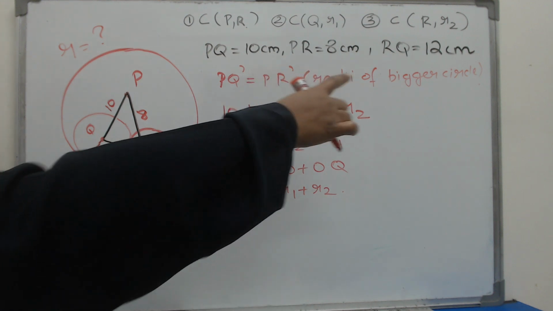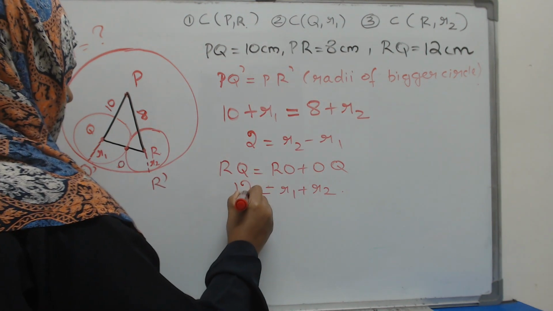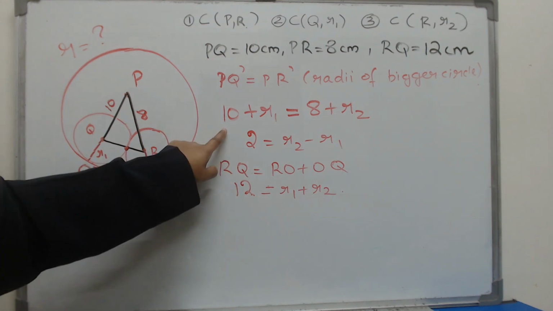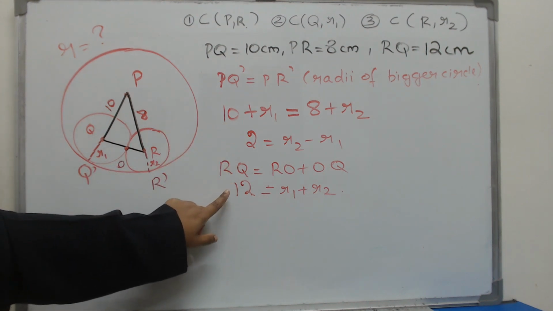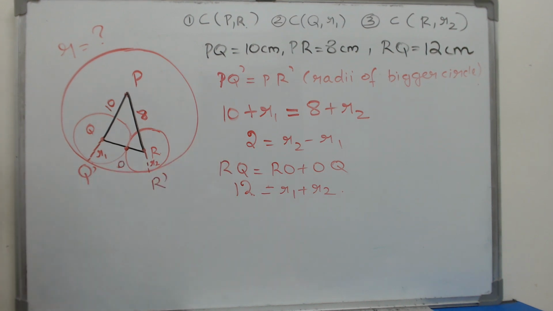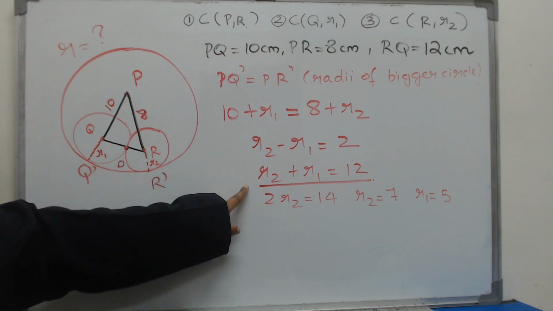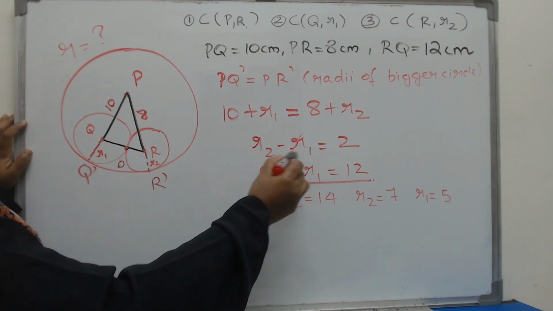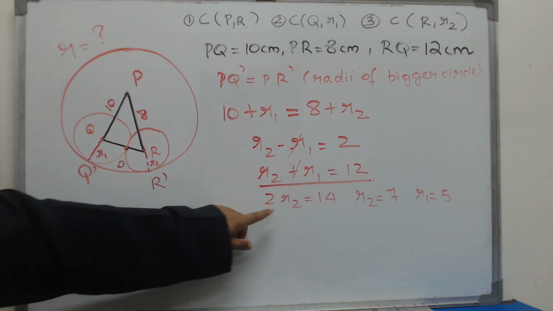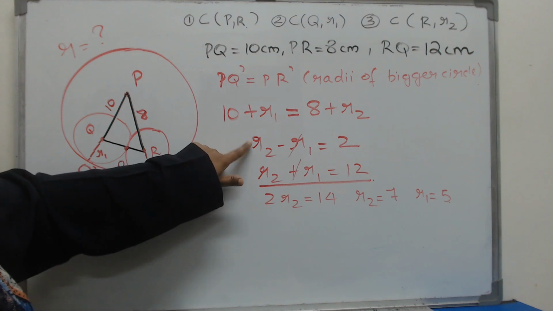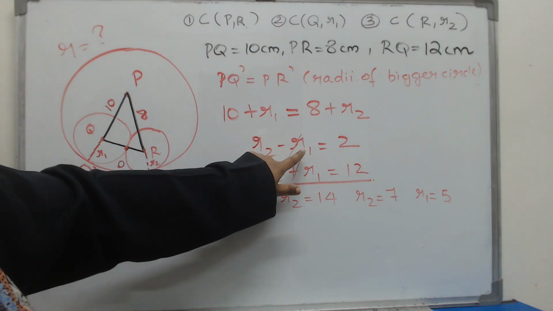But then what is RQ given as? It is 12. So what are you looking for? You are looking for two numbers which when added give 12, which when subtracted give you 2. So when you add these two equations, what happens? There is minus R1 here and plus R1 here, that gets cancelled. So you get R2 is 7. If R2 is 7, then R1 is 5.